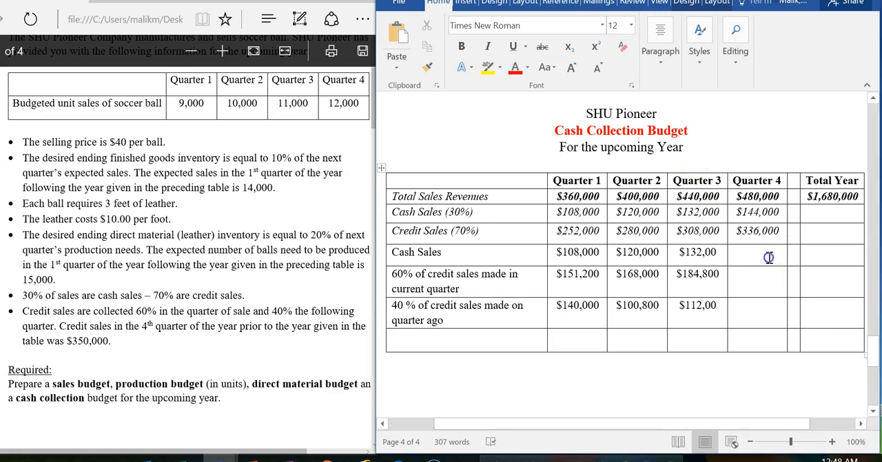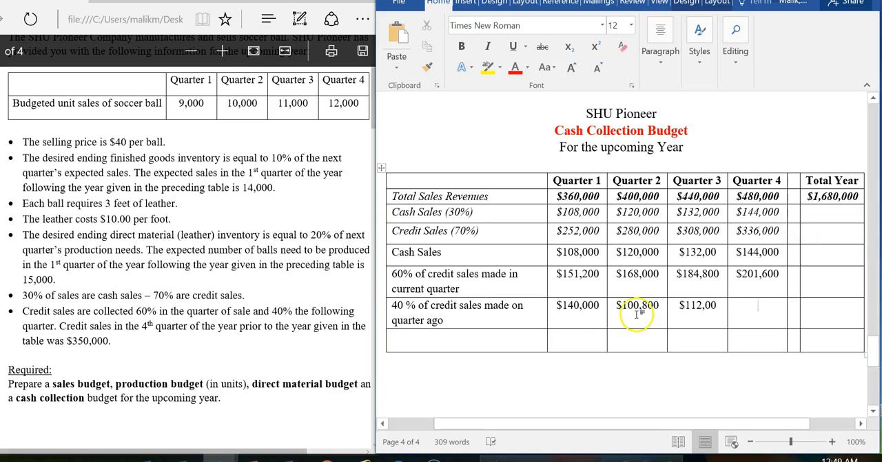Now for quarter four, again cash sales, they're gonna collect it right away. Quarter four's cash sales is $144,000, and 60% of quarter four's credit sales will be collected in quarter four. So quarter four's credit sales is 336,000. Let's take 60% of it, and I got it 201,600.